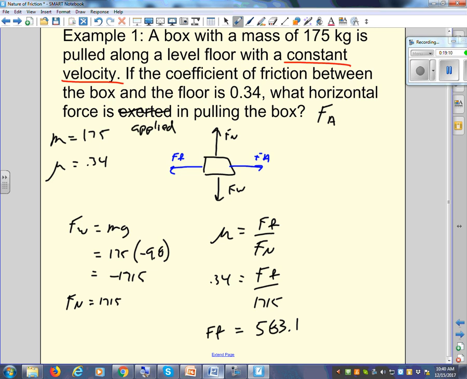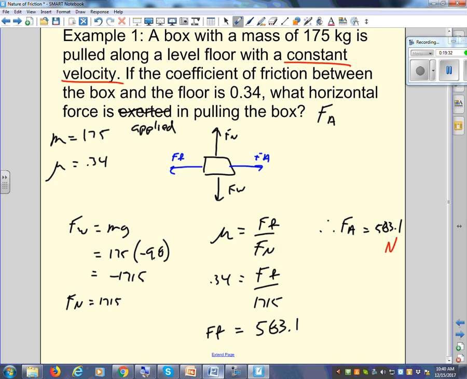But I need to know the applied force. But we said they're equal to each other, right? I showed you guys the 3 dots, right? Yeah. Therefore, the applied force is 583.1. The applied force is 583.1 newtons.